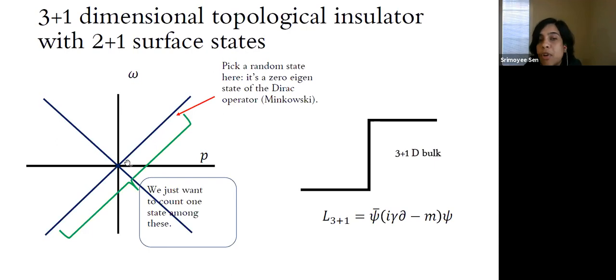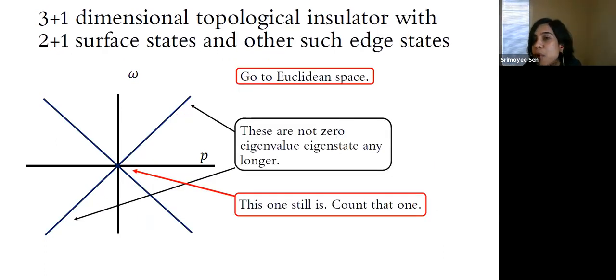One way to do it would be to count any one of the states here. And that would mean that we have to somehow be able to isolate one state from the rest of the states. And the way to do it is to go to Euclidean space. So you go to Euclidean space and then you have the Euclidean Dirac operator. In that case, what happens is that most of these states, which are away from the origin, are not zero eigenvalue eigenstates of the Euclidean Dirac operator. But this one at the origin still remains so. So you could count that one. Okay. So that's why I'll go to Euclidean space and start doing the analysis there.